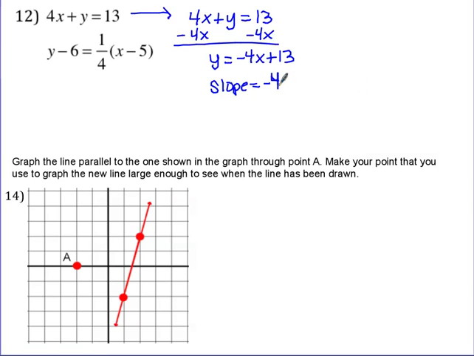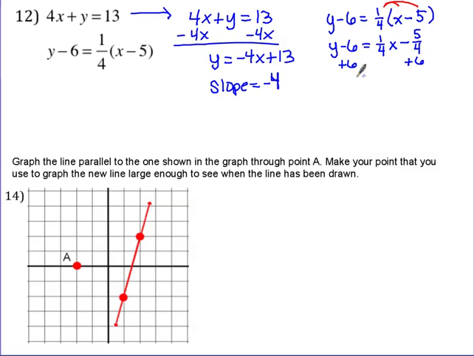The next one, I have to do a little bit more work. If you're familiar with point slope form, you can tell just by looking at it that it's 1/4 right off the bat, but we're going to work it out just to show you that you can do it either way. Distribute, and then you can add the 6. It really doesn't even matter what the y-intercept is. We're just looking at the slope. But we're going to work that out for you. And if you look, the slope is 1/4.